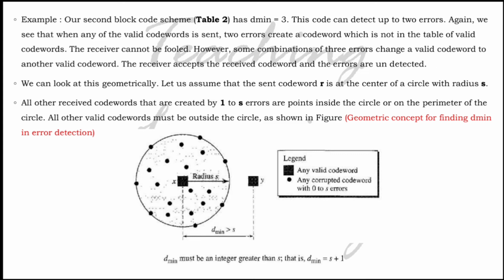We can look at this geometrically. Let us assume that the sent code word is the center of a circle with radius S. All the received code words that are created by 1 to S errors are points inside the circle or on its perimeter. So all the other valid code words must be outside the circle, as shown in the figure, the geometric concept of finding dmin in error detection. The square shows a valid code word and the dots represent corrupted code words with 1 to S errors.